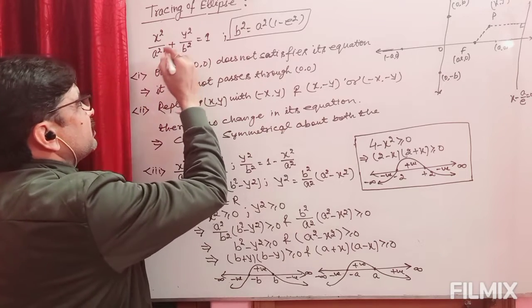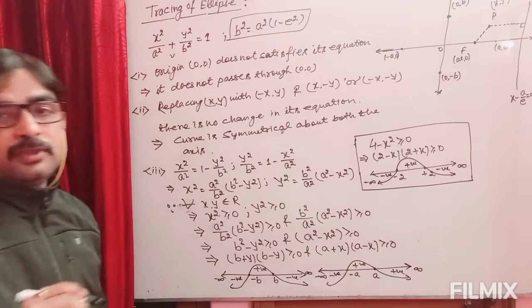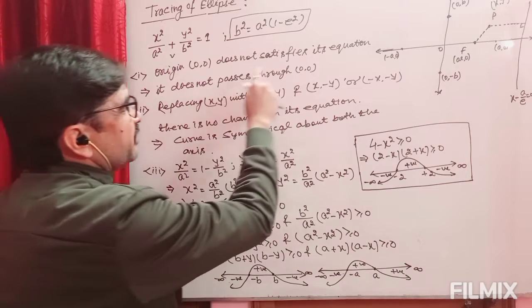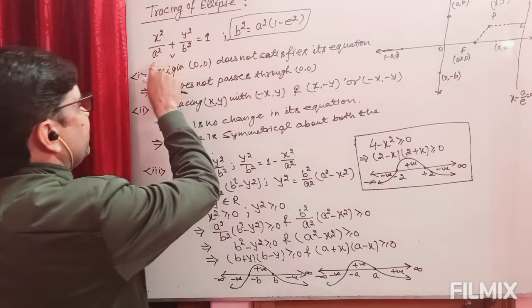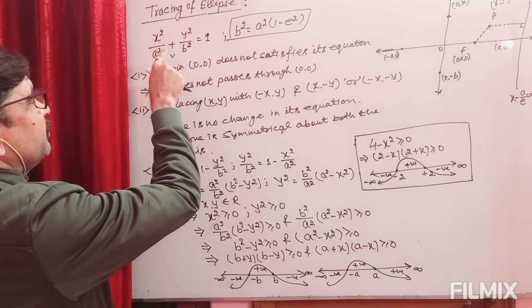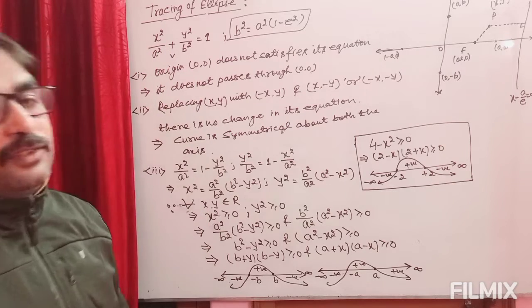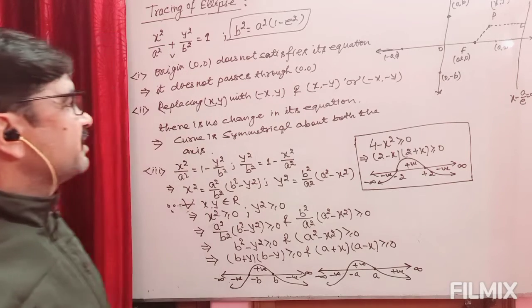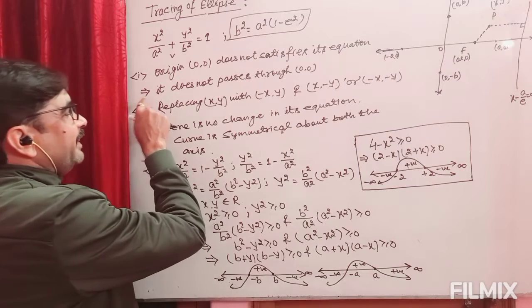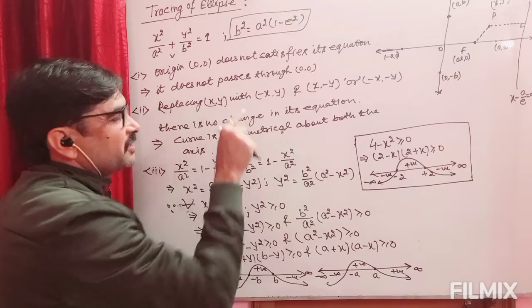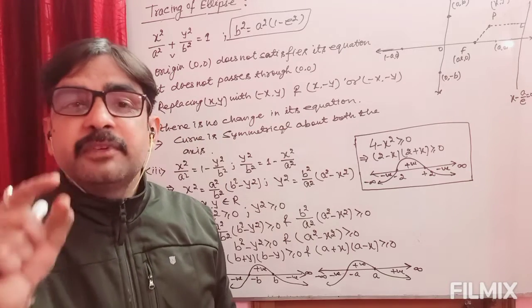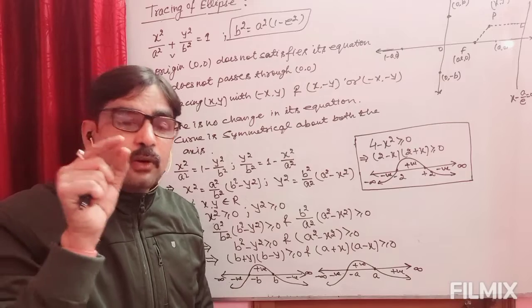0, 0 does not satisfy this equation. Origin does not satisfy the given equation. You can see it very easily when you put x, y both as 0, then the left hand side will be 0 and the right side will be 1. It means 0, 0 does not satisfy the equation. That indicates the curve does not pass through the origin.